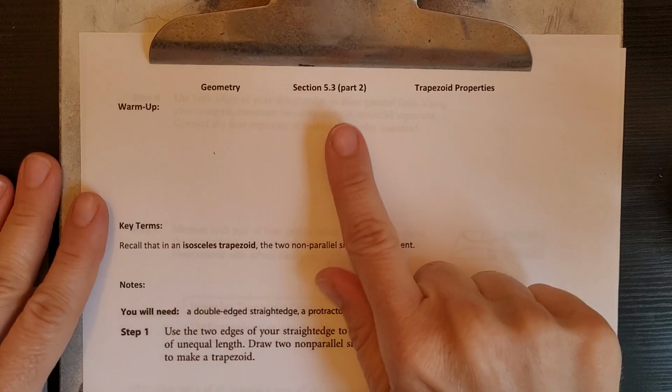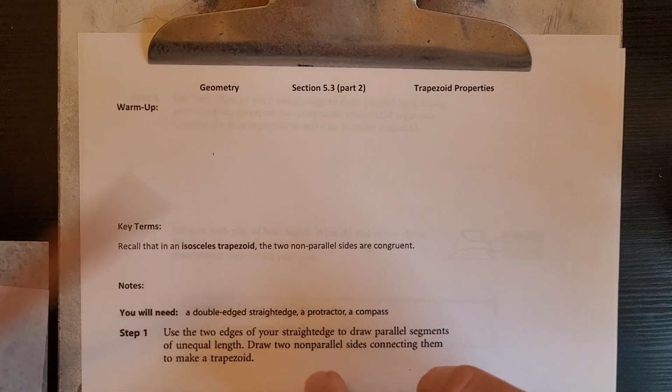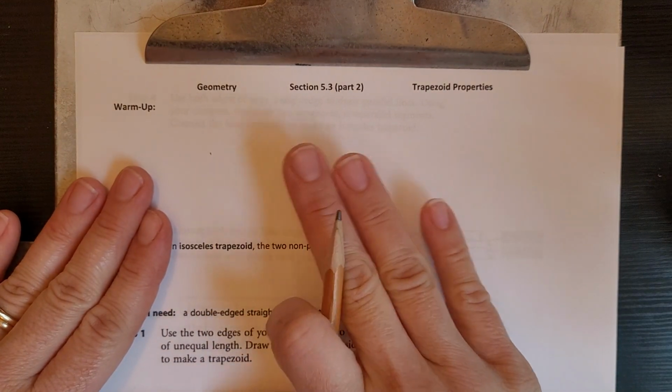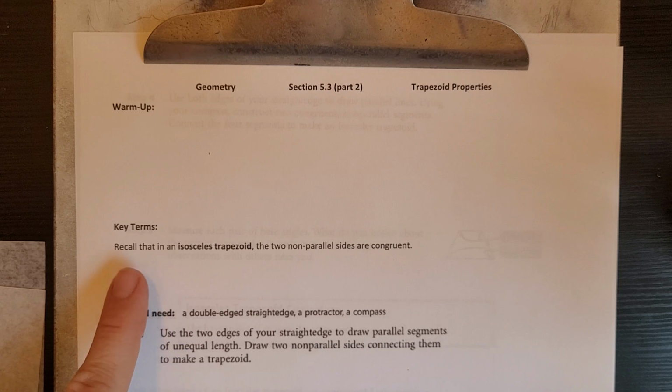In lesson 5.3 part 2, we are going to be taking a look at some trapezoid properties. I don't have a warm-up for us today, so we are just going to go ahead and get started.